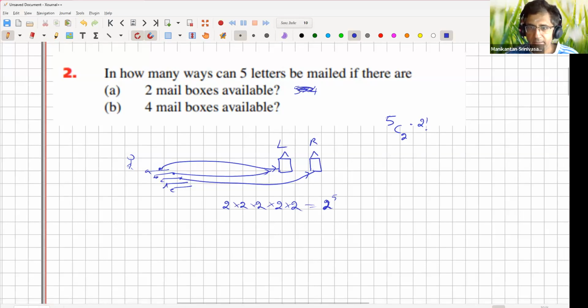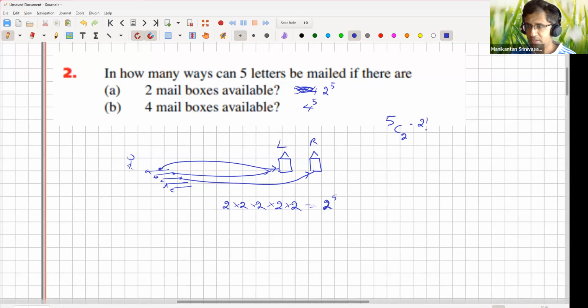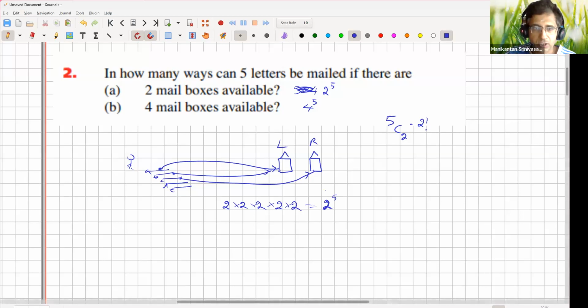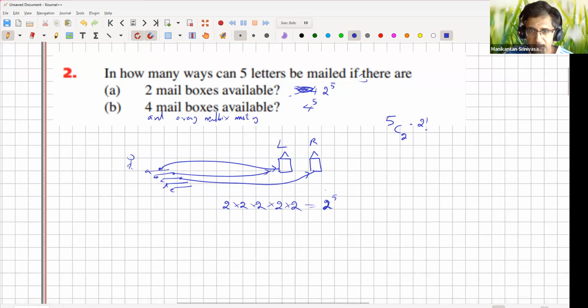And obviously this will be, by the same logic, 4 power 5, right? Because I have 4 choices for each of them. Yeah. Okay. Now only one small modification. Let me just think. Okay. Let's do the extension of part B. 4 mailboxes are available. And every mailbox must get at least one letter.